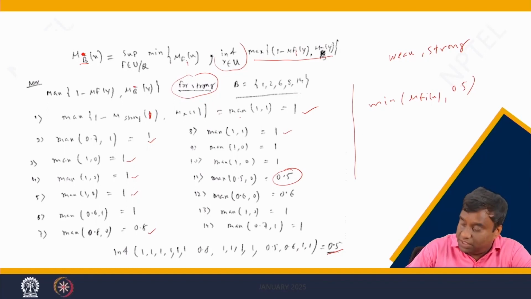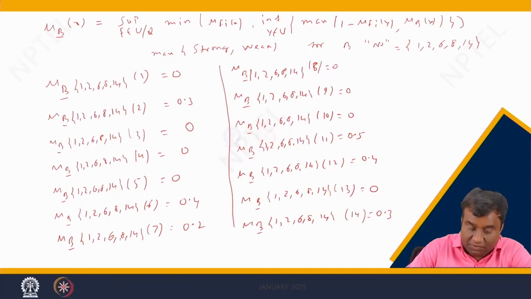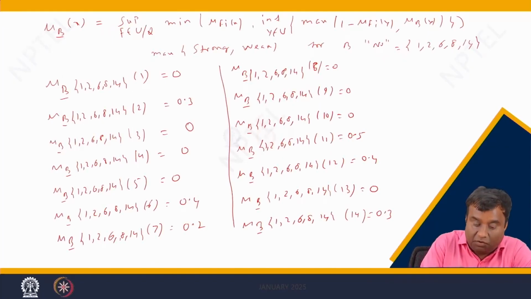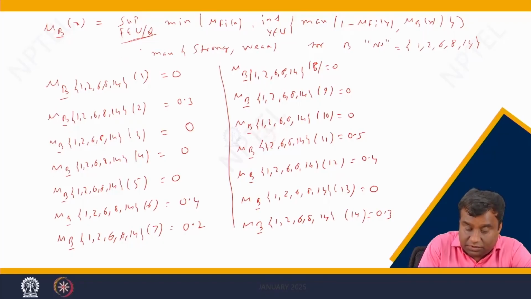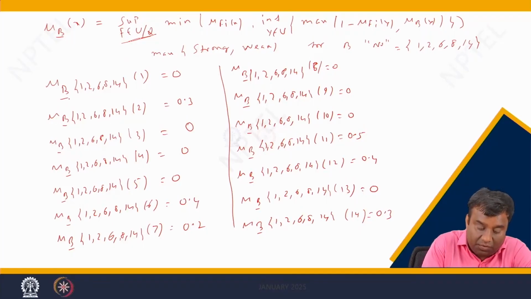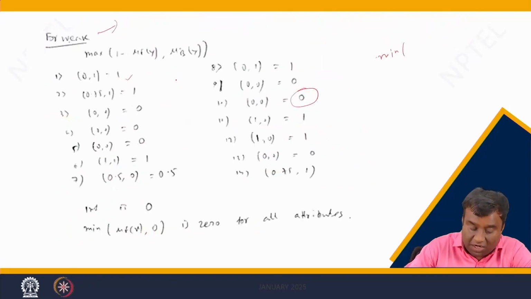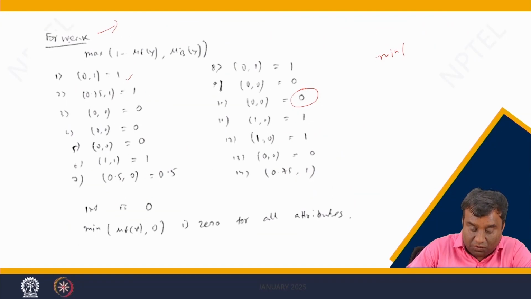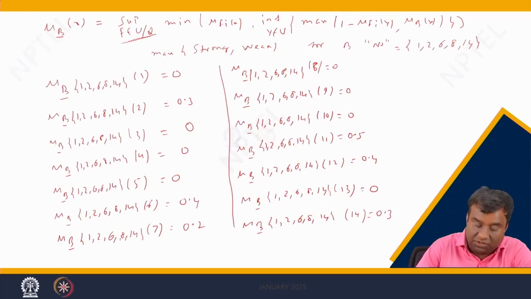So here all values are 0, as this value is 0. Next we need to find the value that belongs to strong and weak. So we need to find the maximum for strong and weak for the value of no. Here the mu lower approximation of 1, 6, 8, 14, you have seen that it is 0, because the minimum is 0, so whatever we have obtained here will be the maximum value, because here every value is 0. So this value is 0.